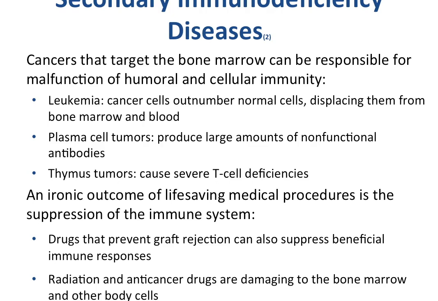Plasma cell tumors can make tons of immature plasma cells. Those plasma cells secrete certain immunoglobulins, which cause the patient trouble. Thymus tumors can induce T cell deficiency.